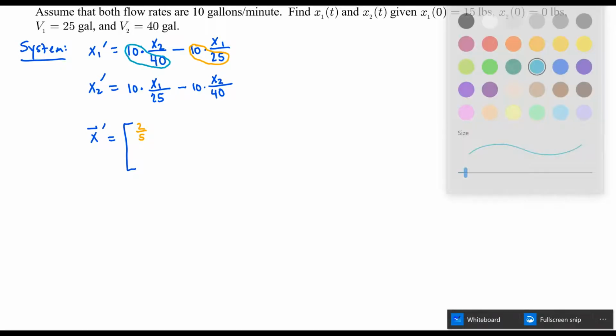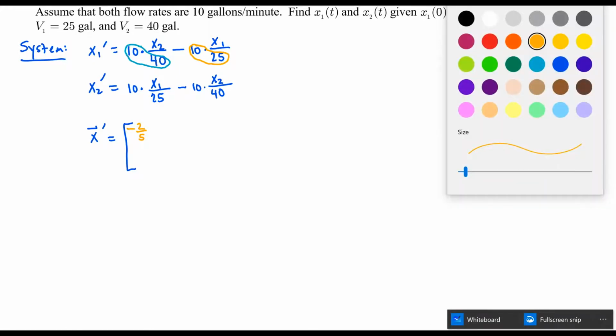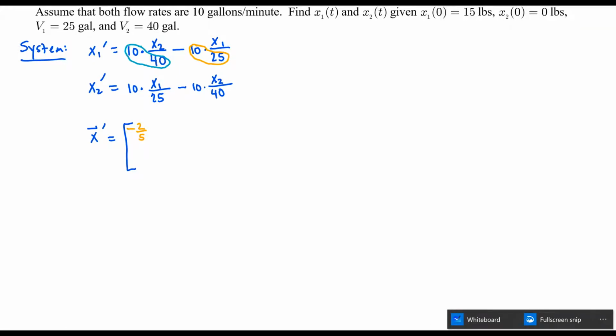Let me go back and get a negative. There we go. But you noticed. And then right here, 1/4. Okay? And then the other two are already in order. So coefficient of X1 in equation 2 is 2/5. And coefficient of X2 in equation 2 is negative 1/4. So there is our matrix equation.